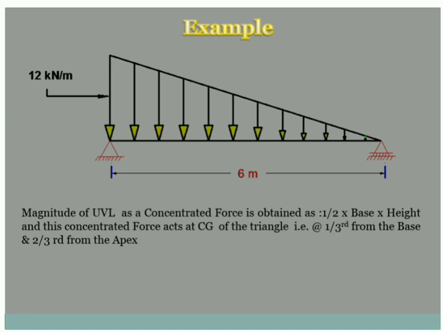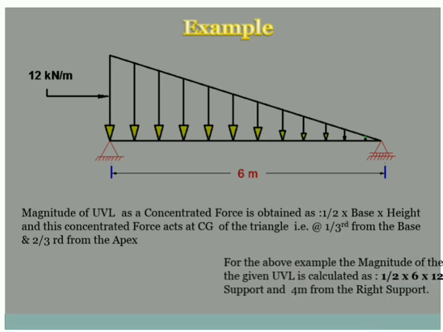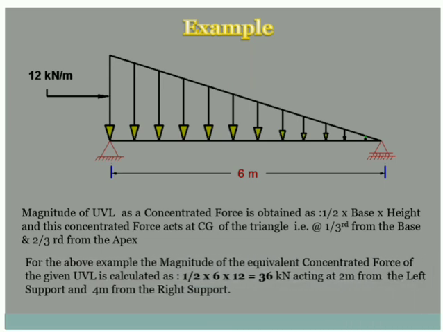So how do we convert a triangular load to an equivalent point load? We convert a triangular load to an equivalent point load by using the formula half into base into height, where base is nothing but the length of the triangle and height is nothing but the intensity of the given UVL. So in this case, if we apply that principle, we get half into 6 into 12, which comes out to be 36 kilonewton. Now when we convert it to a point load, the unit becomes kilonewton. When it is a UVL, the unit is kilonewton per meter. Take that important point into consideration.